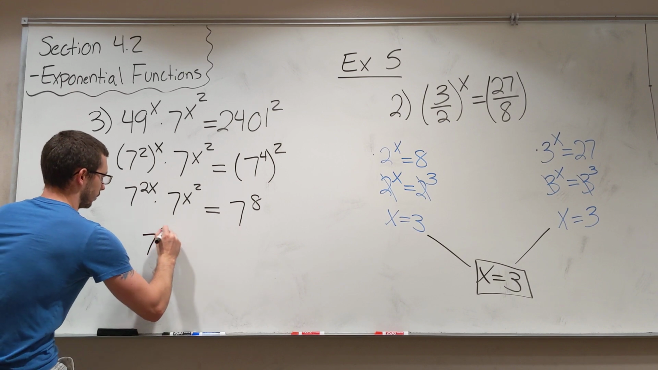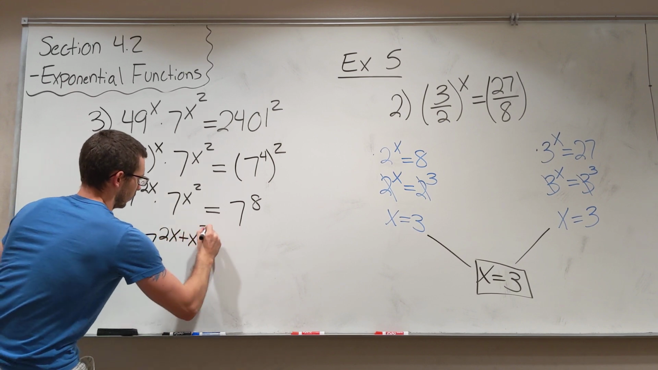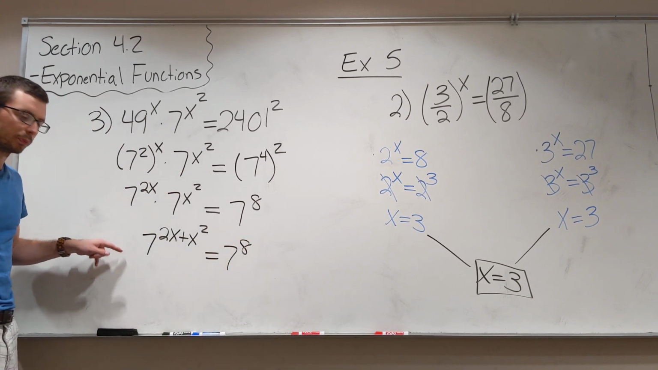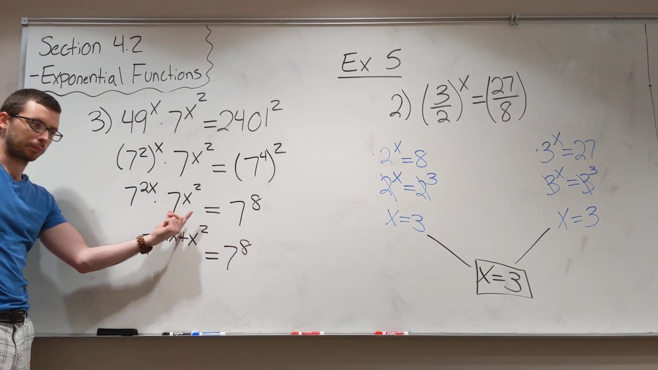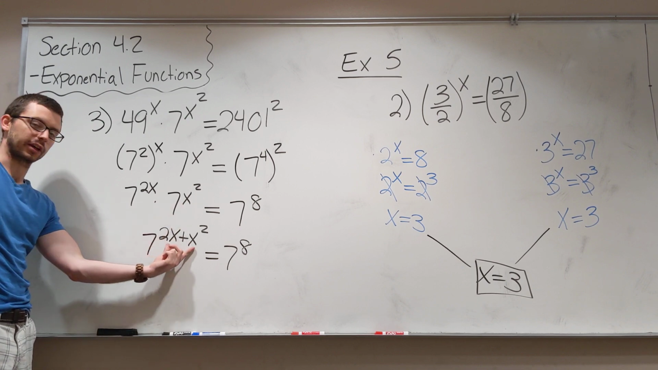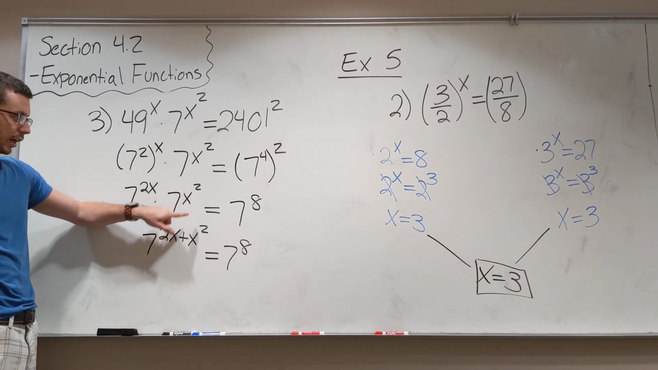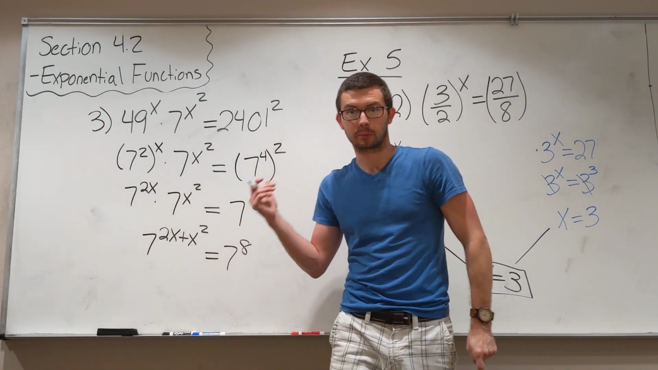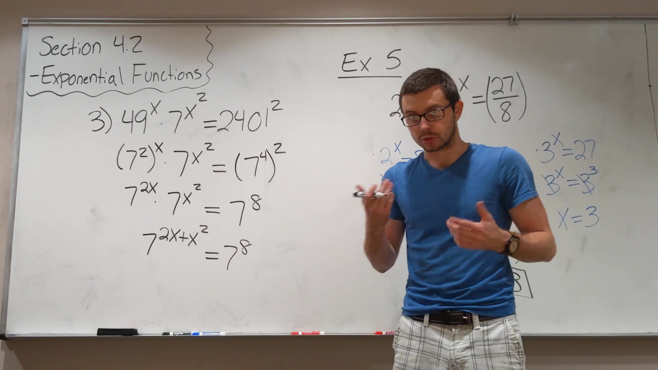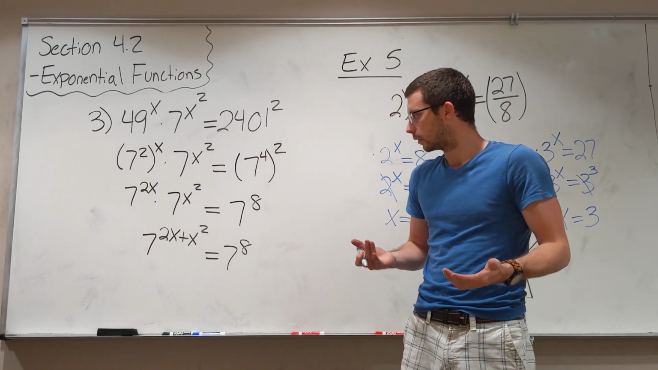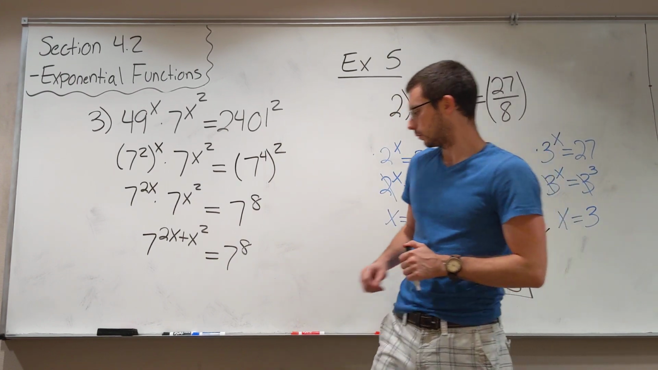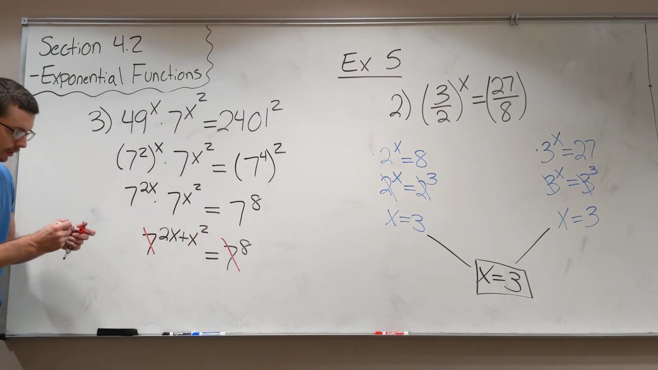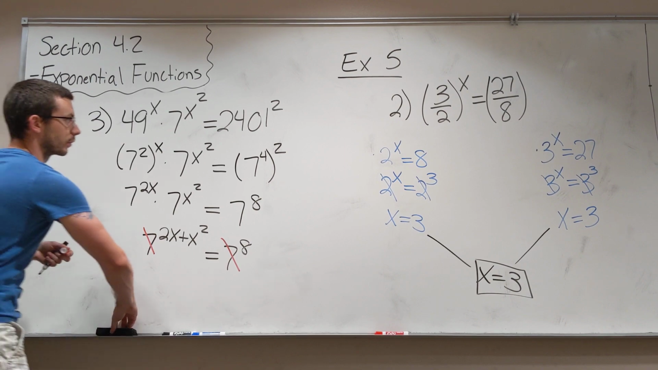So what we're doing is utilizing exactly that rule. If you have like base exponents multiplying, you can add the exponents. So 2x is here, x squared is here, and we're adding them together. Now we have a singular base on both sides, which means we can cancel out the bases. So we can cancel out the 7s and drop down everything else.